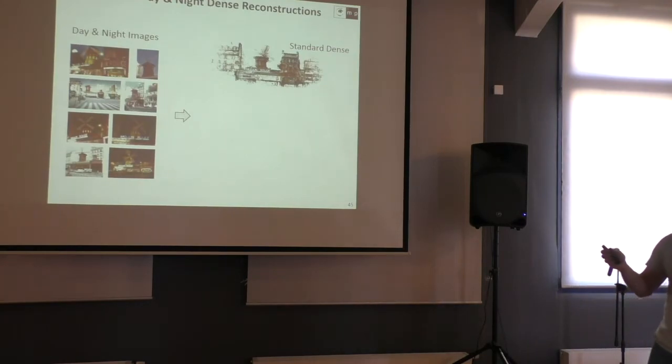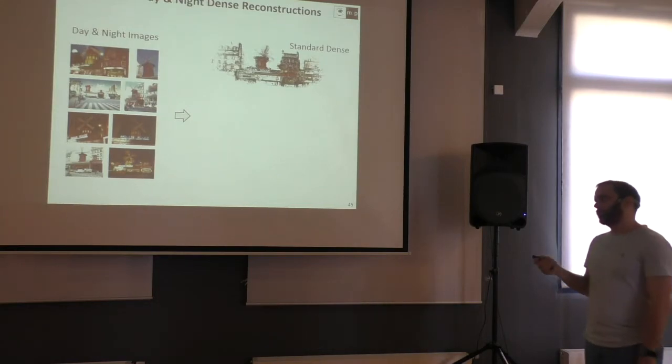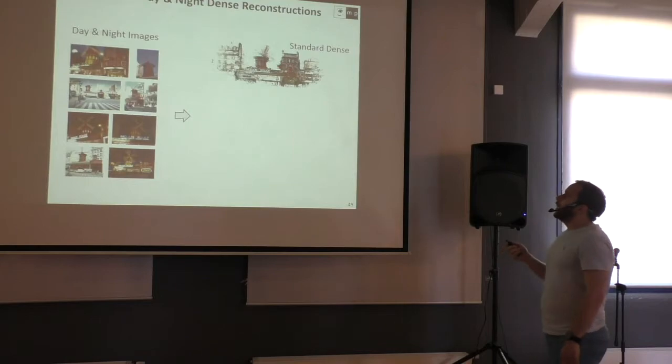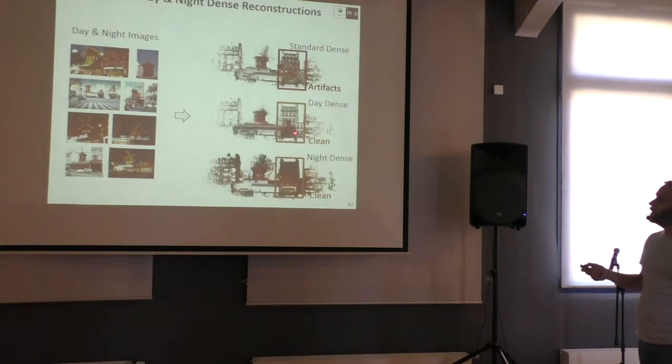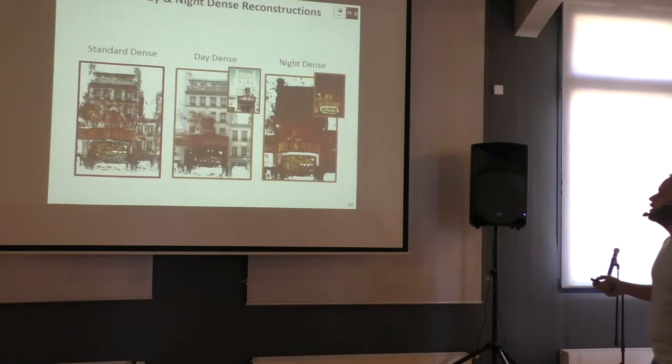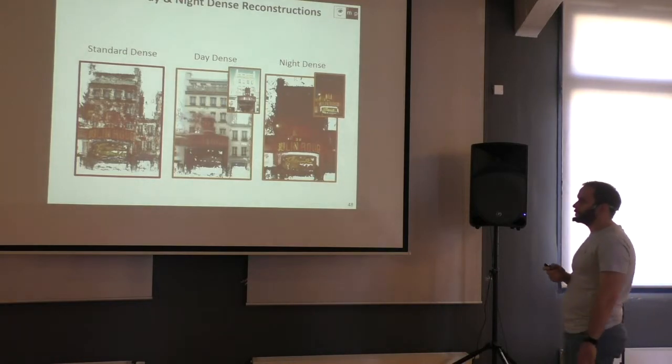So when we use the standard pipelines for the dense reconstruction and just run them on our data, for example, in Moulin Rouge, this is what you get. There are a lot of artifacts that appear because this building looks completely different during day and during night. To zoom in a bit, this is how it looks.